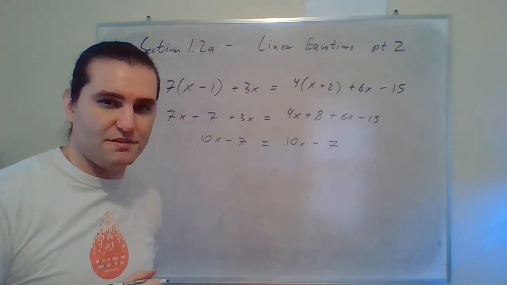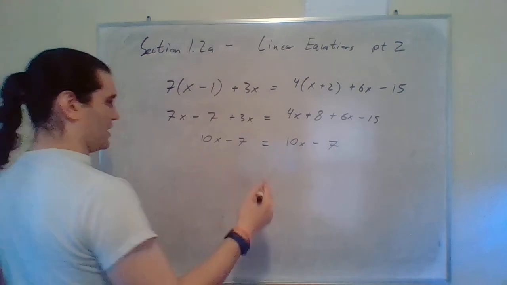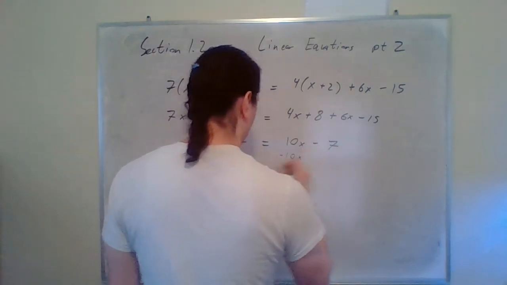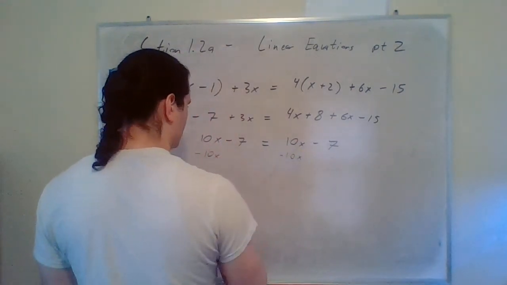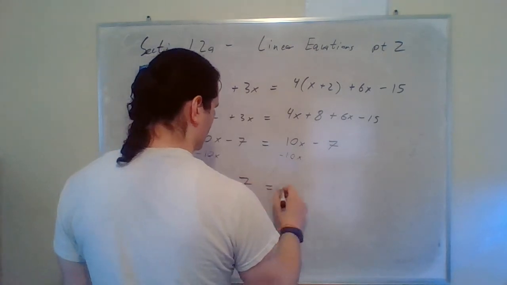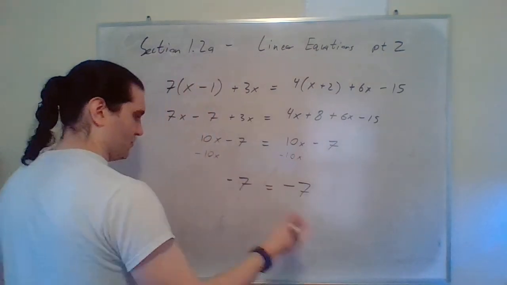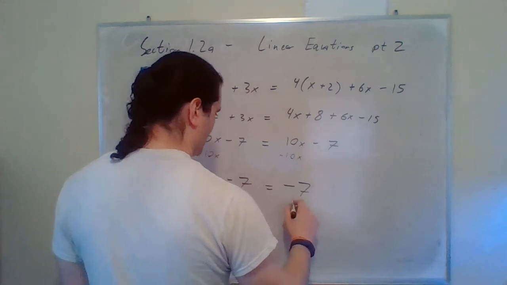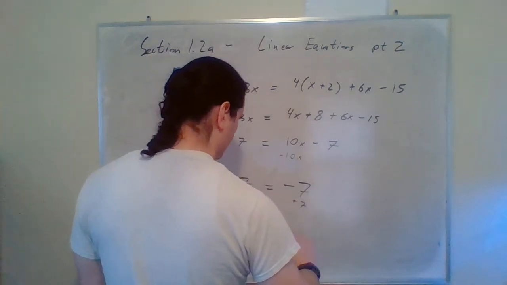Some of you might already see where this is going. If you try to keep going, you'll get negative 10x. You can subtract that from both sides. And then you have negative 7 equals negative 7. Or you could add 7 to both sides if you like as well. You get 0 equals 0.